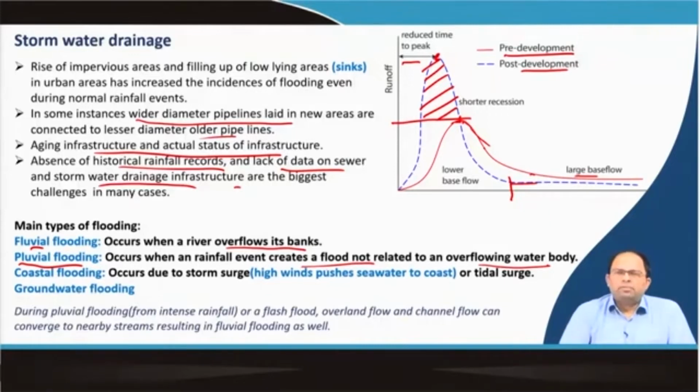So, that is pluvial flooding. And then coastal flooding is when it occurs during storm surges, that is, high wind pushes seawater to the coast, or it is because of some tidal surge. So, that is when coastal flooding happens.